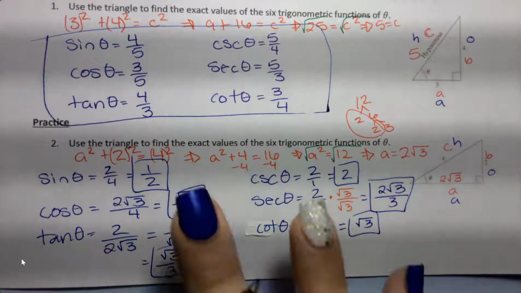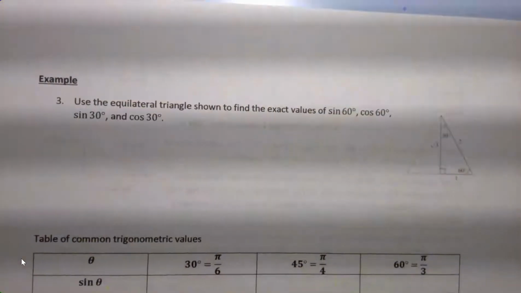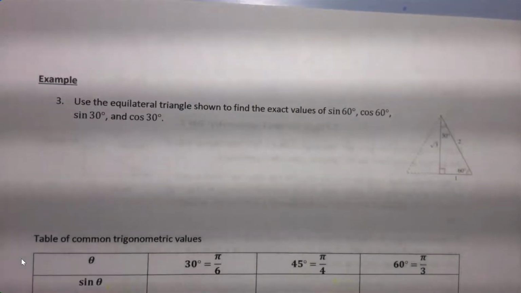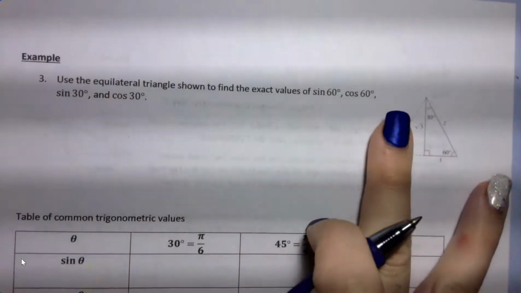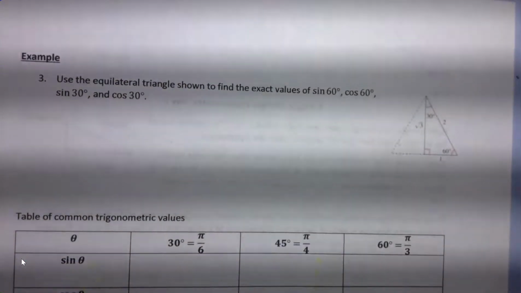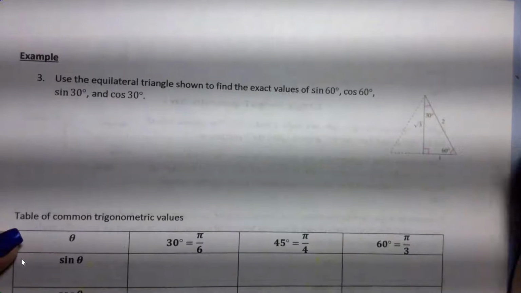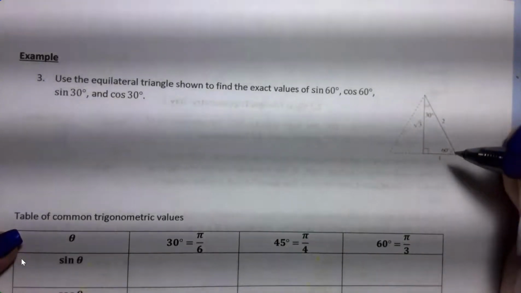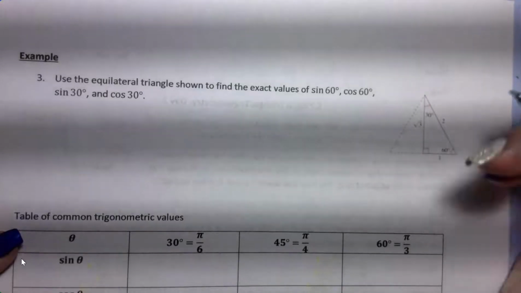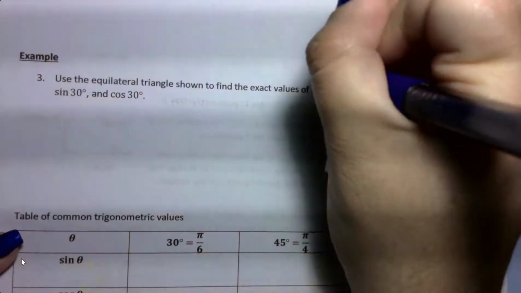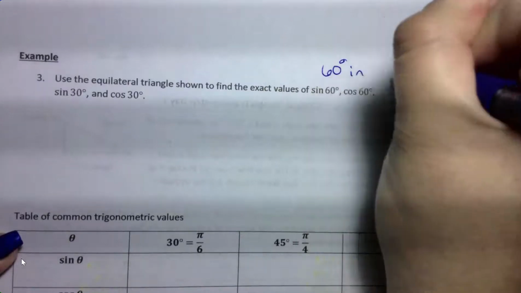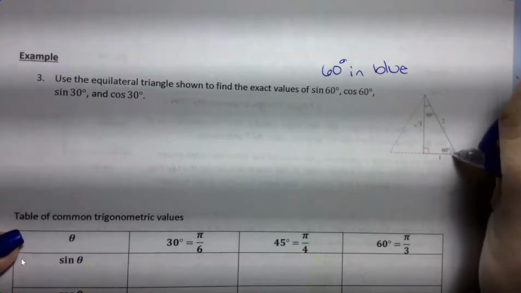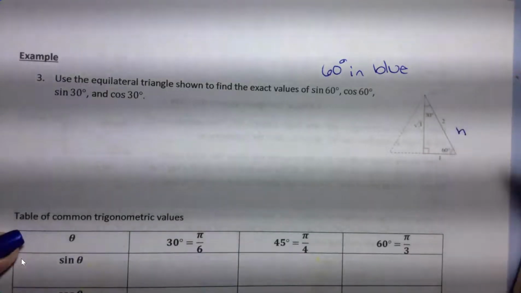Okay, so then moving on, number 3 wants me to use the equilateral triangle shown to find the exact values of sine of 60 degrees, cosine of 60 degrees, sine of 30, and cosine of 30. So over here, it's got my 2 angles labeled. This one's 60, this one's 30. And then my side lengths are also labeled. I'm going to start off with my 60s, and I'm going to do 60 in blue. So for my 60, this is going to be my hypotenuse.